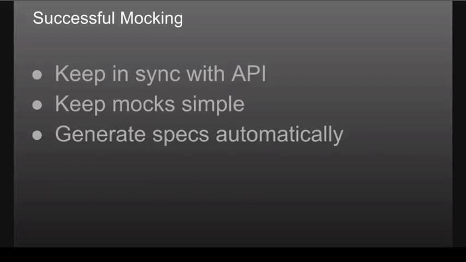So in order to successfully use mocks, you want to keep in sync with the API of the object that you're doubling. So again, use the autospec mechanisms, if you're using the patch decorator or if you're instantiating a mock object. Keep your mocks simple. It's very easy to run into a lot of problems if you make your mocking code overly complicated. You just want to make sure that you're testing interfaces. Expected input in, expected output out. That's it. And like I said, generate your specs automatically and you should be good.